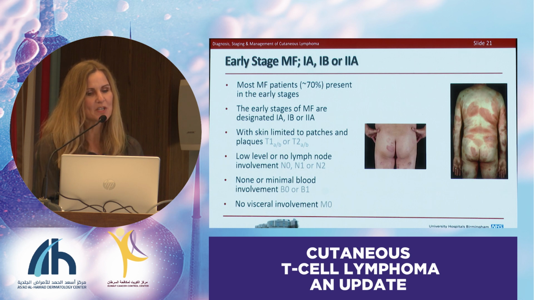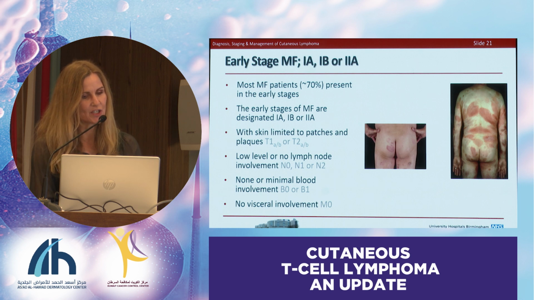So just to recap, most patients, about 70% in the early stages, and these are 1A to 2A, with limited patches and plaques. They can have low-level lymph node involvement in 2A, and all of the stages can have B1 blood involvement.